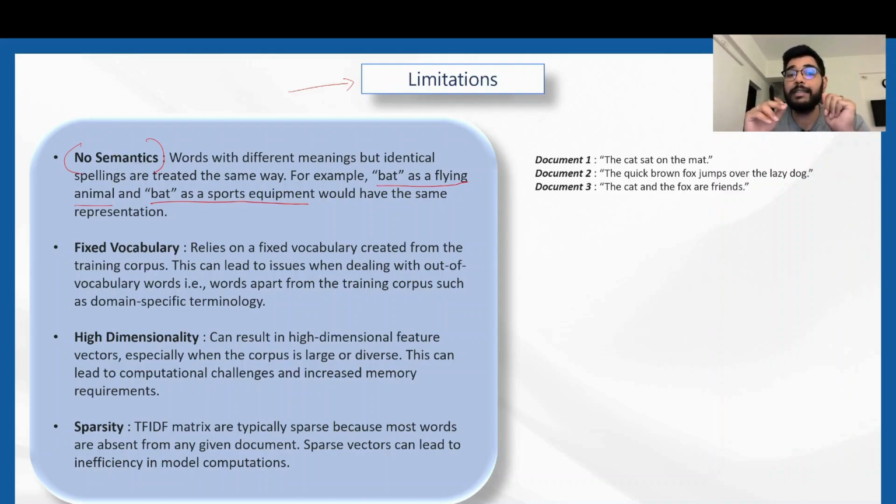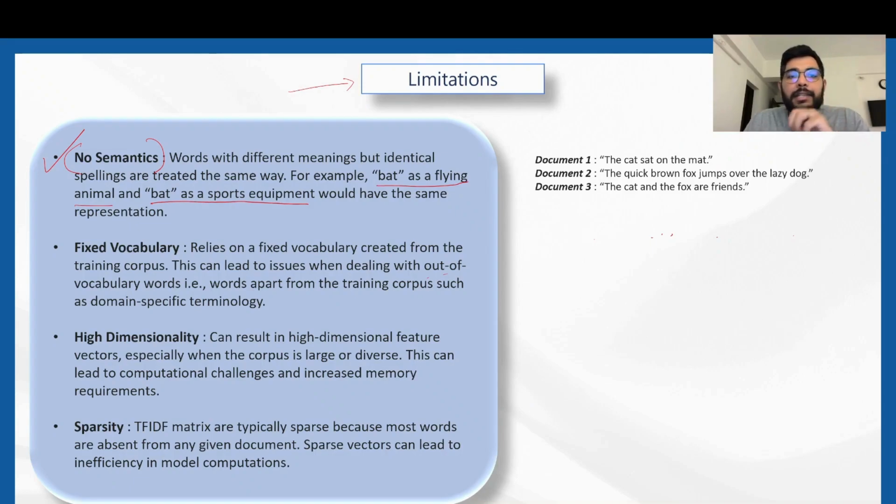Now a second example of no semantics: let's say there are two different documents, where the first document contains cat and the second document contains kitten. These two words would have different representations in TF-IDF, whereas they mean the same. So there is no semantics or meaning of the word involved in TF-IDF because it works on the frequency of words. This is one of the major drawbacks of why embeddings were used later on instead of TF-IDF.